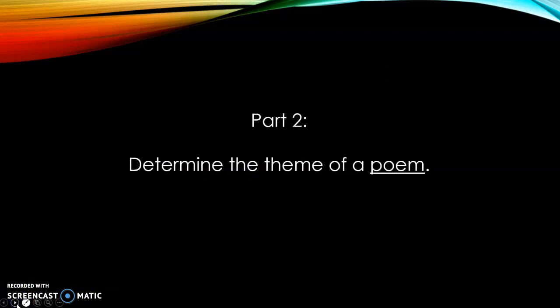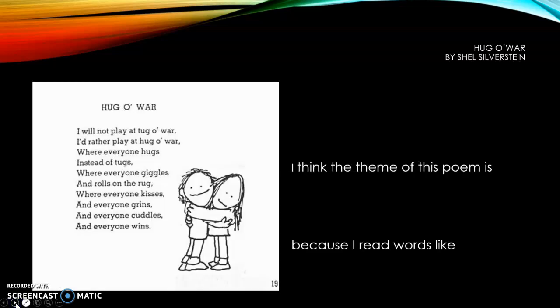So now we are going to determine the theme of a poem. My first poem is Hug of War by Shel Silverstein. Shel Silverstein is a famous author who wrote children's poems. This poem is from one of his books and it's called Hug of War. It says, I will not play at tug of war, I'd rather play at hug of war, where everyone hugs instead of tugs, where everyone giggles and rolls on the rug, where everyone kisses and everyone grins and everyone cuddles and everyone wins.